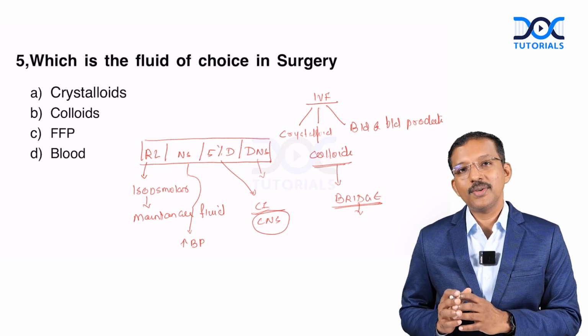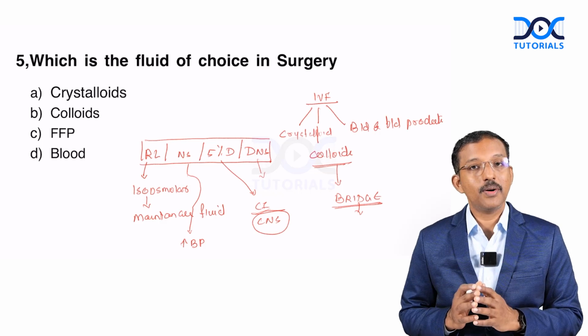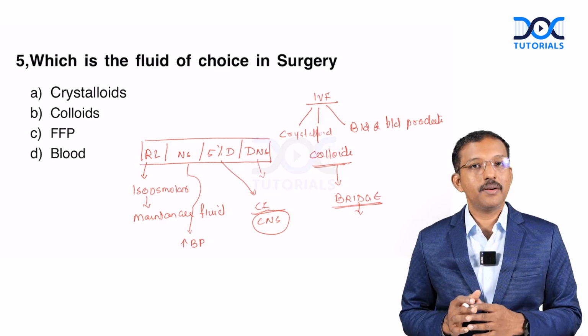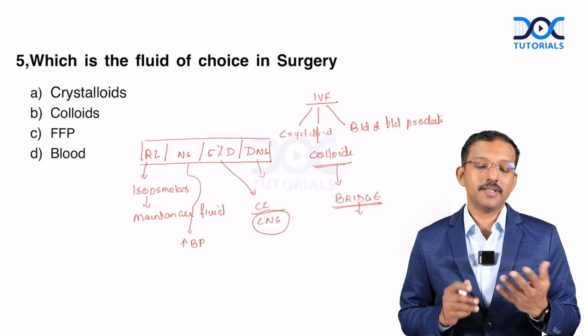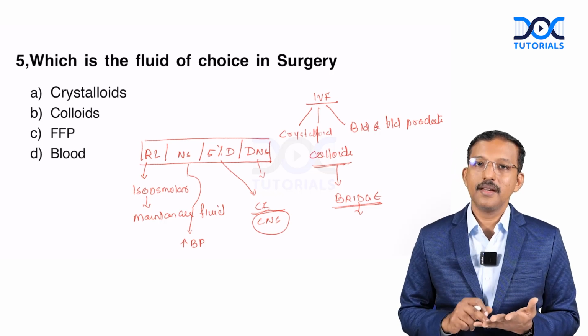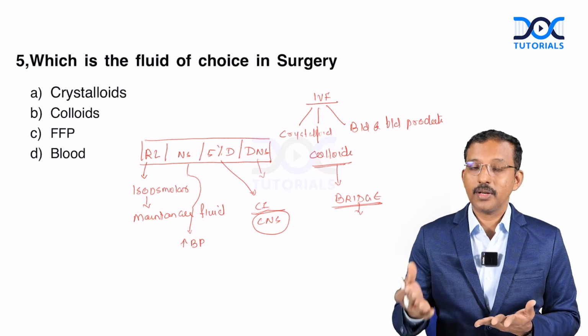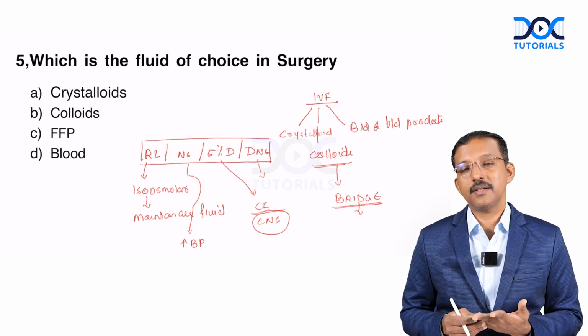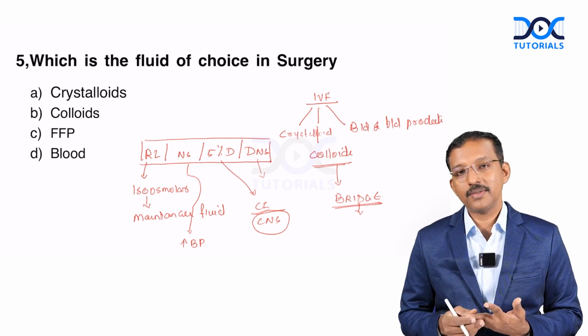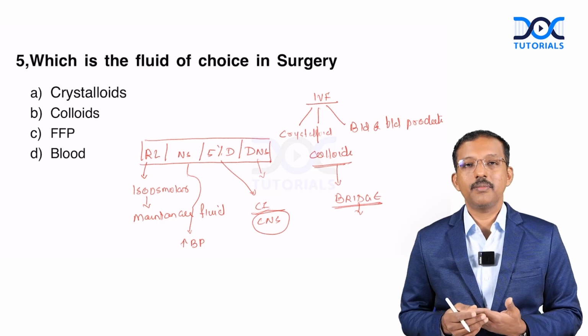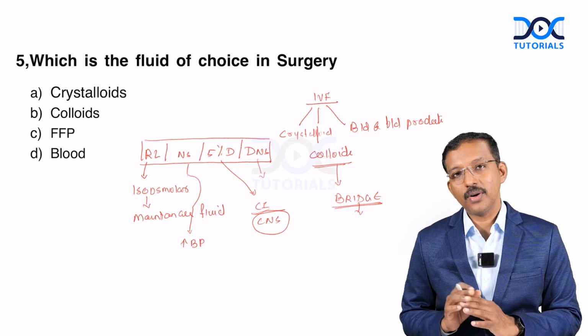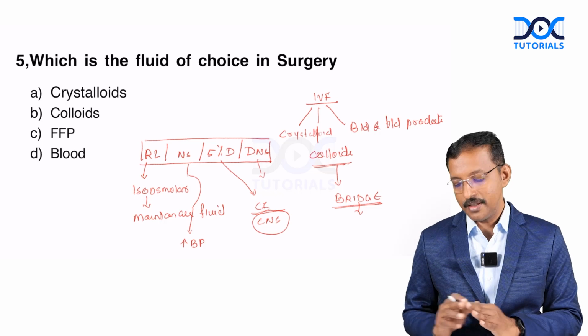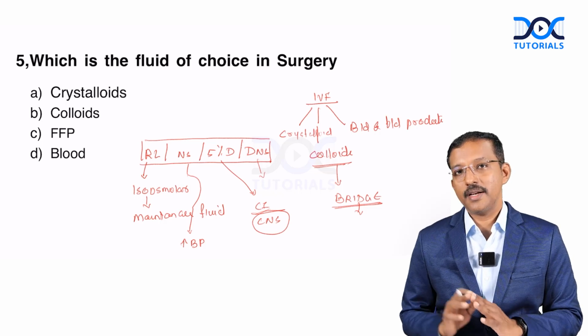Now, colloids, although they were very popular in the olden times, are not used nowadays because they have a lot of problems like allergy. They can hamper the coagulation system of the patient. They can produce microvascular issues and many other problems associated with that. So that is why colloid is not used nowadays, especially in patients with renal and hepatic problems.